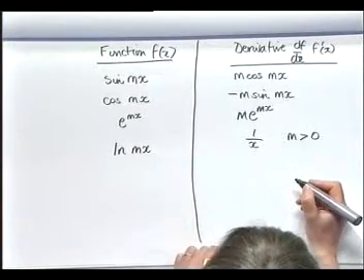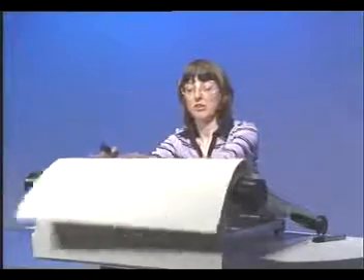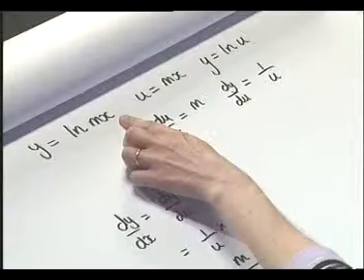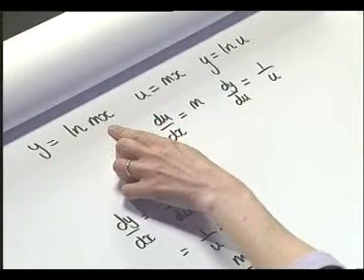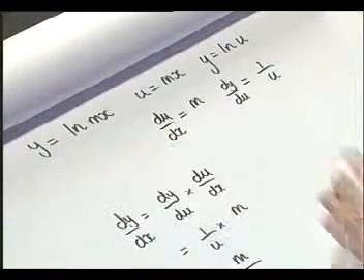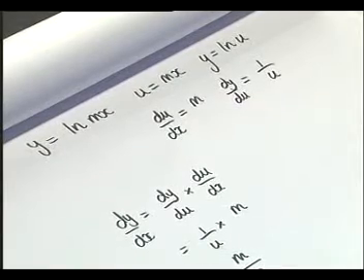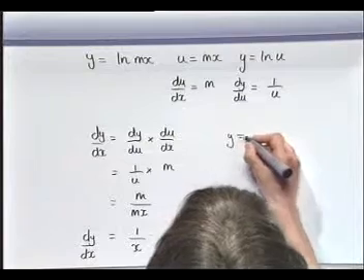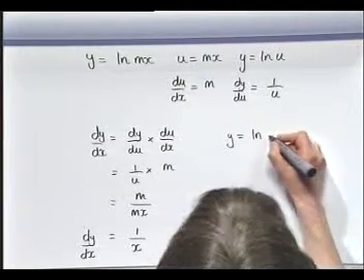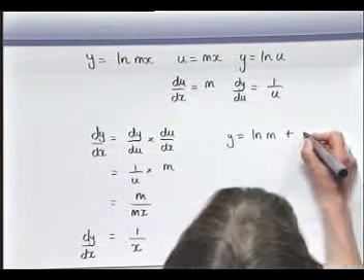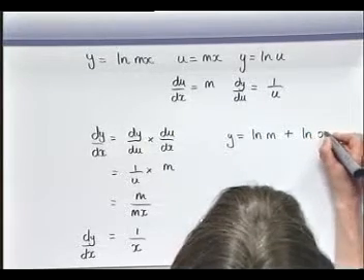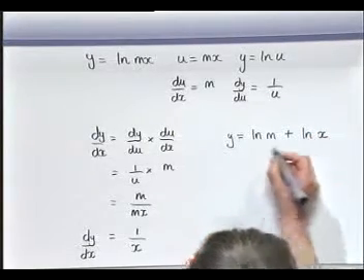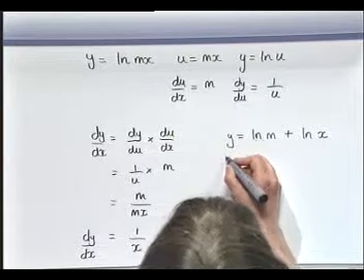of a negative number. Let's just go back to the calculation that we've just done, because there is another way that we could have looked at differentiating y equals log to the base e of mx, and that was by using the laws of logarithms. What we could have done was said that y equals log to the base e of m plus log to the base e of x, and then differentiated them.